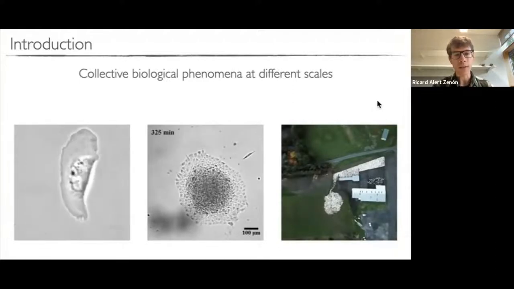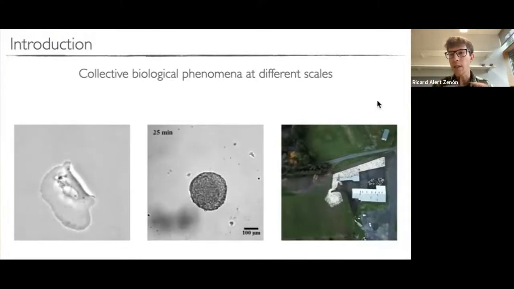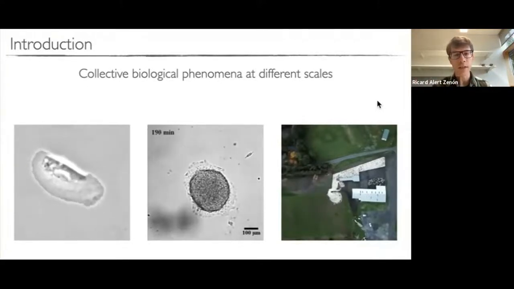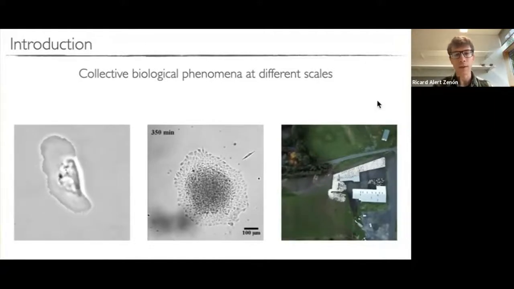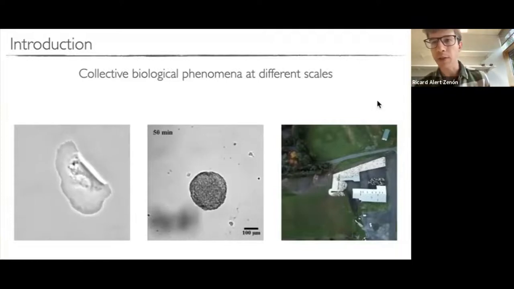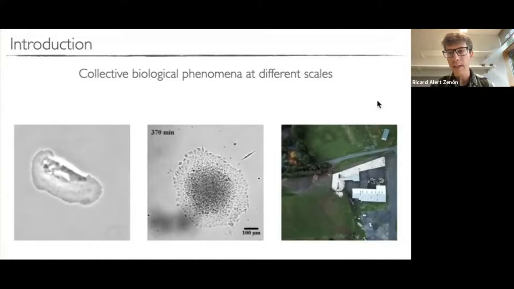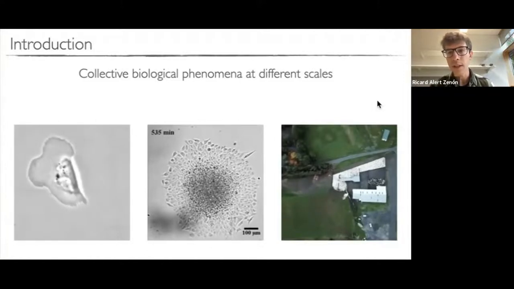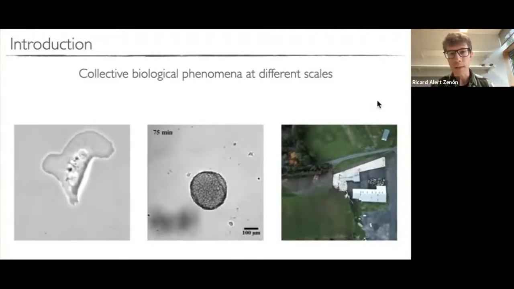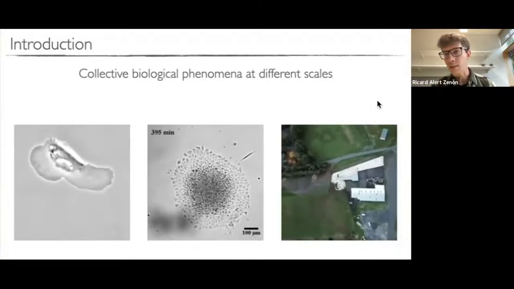Now, what you see in the center is rather the collective migration of many, many cells that spread cohesively as a tissue on the substrate. And so this is yet another collective phenomenon. And this one happens over scales of hundreds of microns and up to millimeters in size, much larger scales. And then finally on the right, what you see is the collective motion of sheep in a herd. And that's yet another type of collective phenomenon, but this one happens at scales of tens of meters.